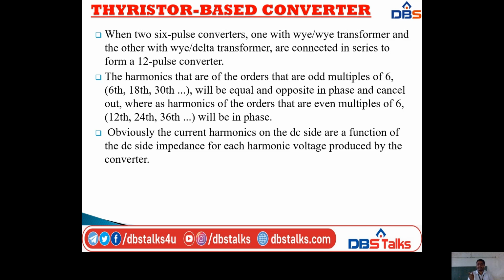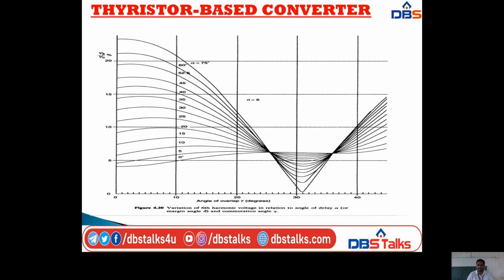Okay, so obviously the current harmonics on the DC side are a function of the DC side impedance for each harmonic voltage produced by the converter. Okay, next. So these are the diagrams I am going to discuss. So this is the first diagram. Here I am using the variation of 6th harmonic, so that's why I am taking the order n equal to 6. Okay. So harmonic voltage in relation to the angle of delay, that is alpha, and commutation angle gamma. In relation to these two angles, I am using the variation of this 6th harmonic voltage.